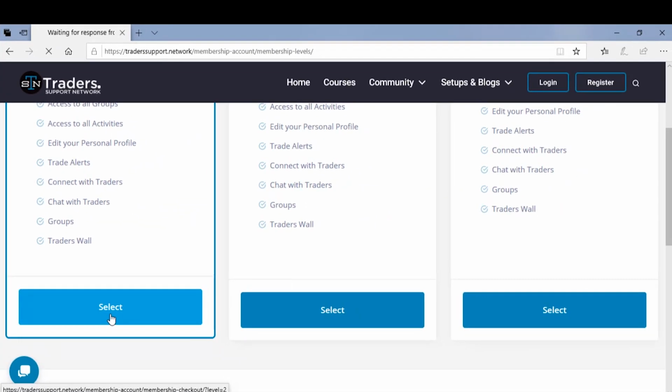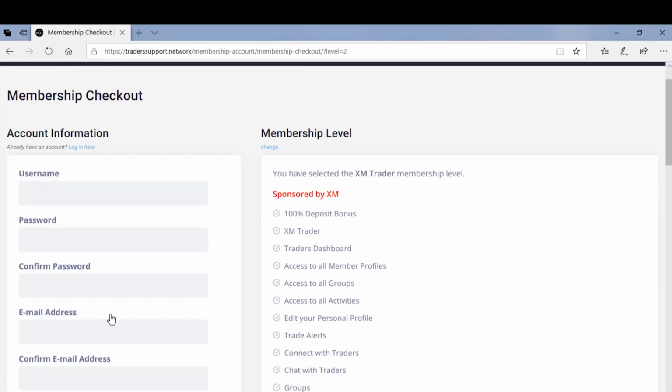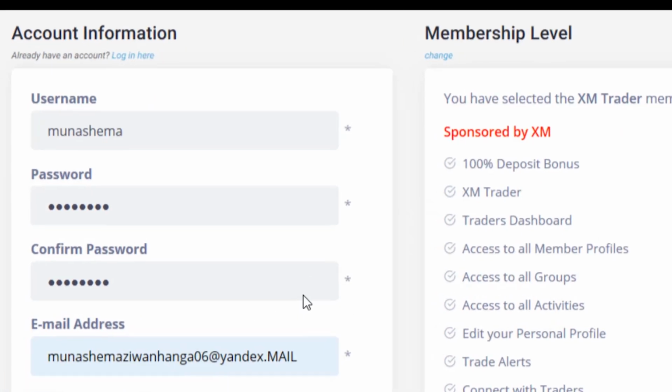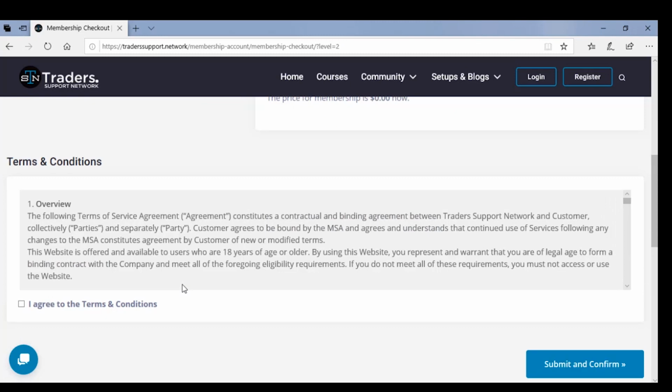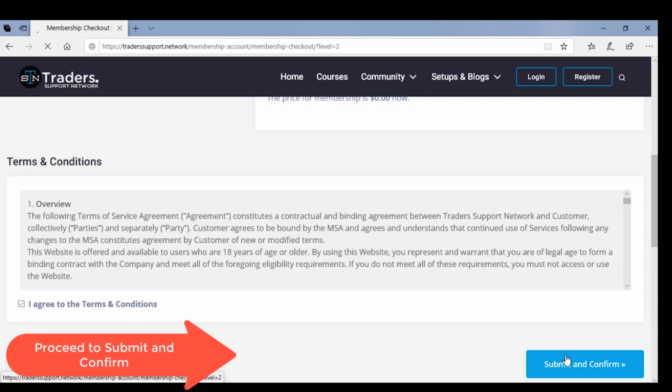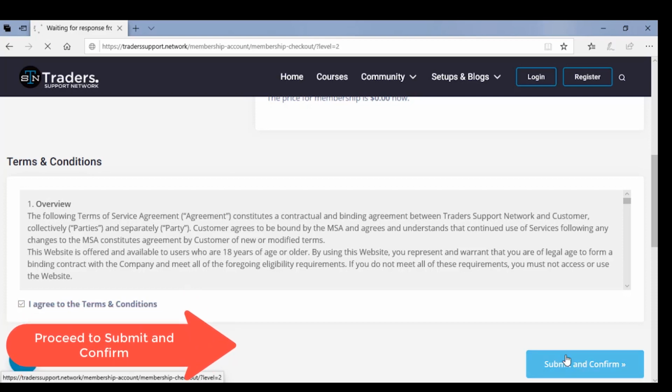Then you come to the details. Let's just say username, all your personal information, your username, your password, and your email address. Okay, then it's going to take you to terms and conditions. You can read through this part, right? But I'm just going to click I agree to the terms and condition. Then I'm going to click submit and confirm.